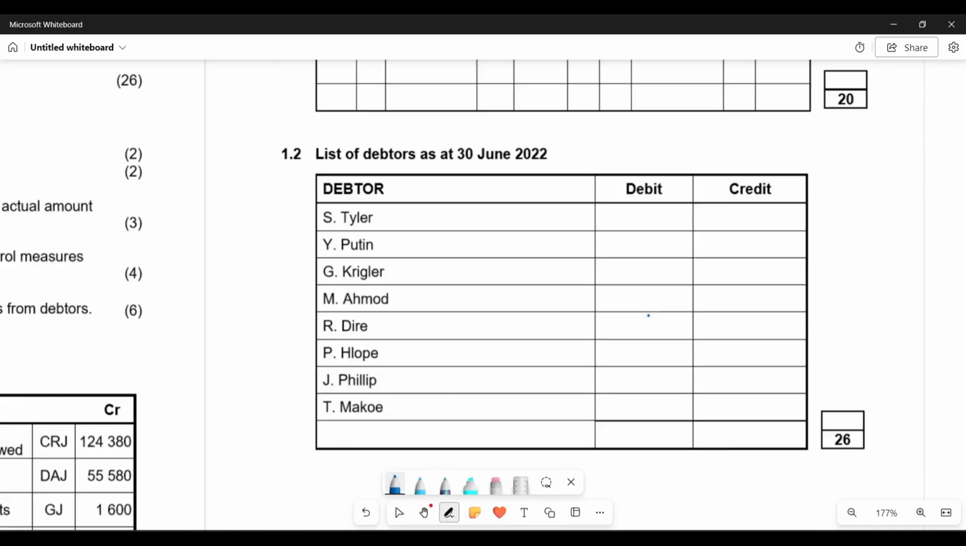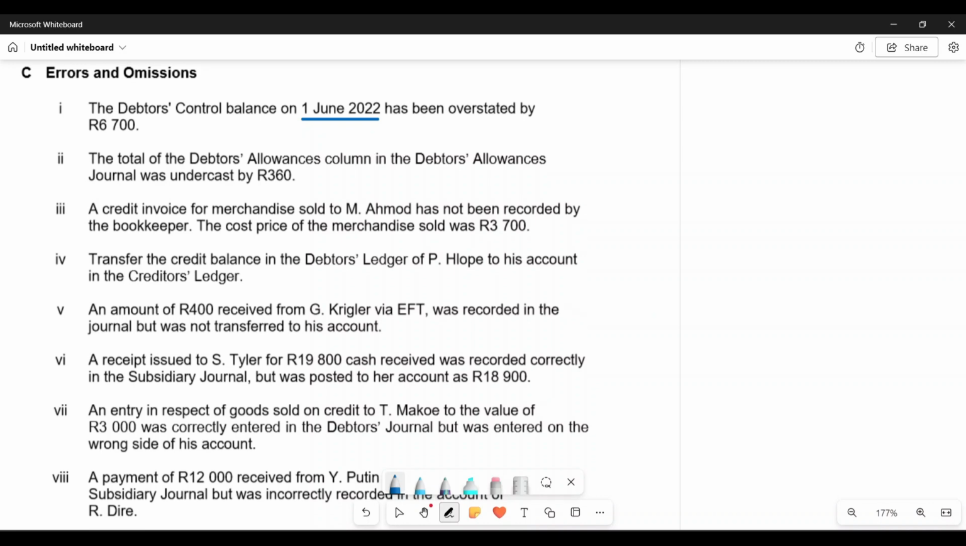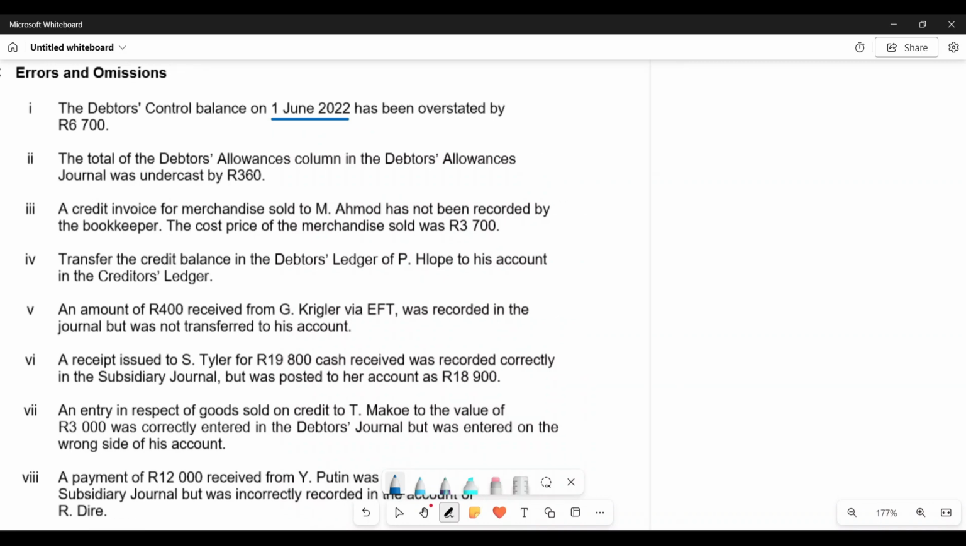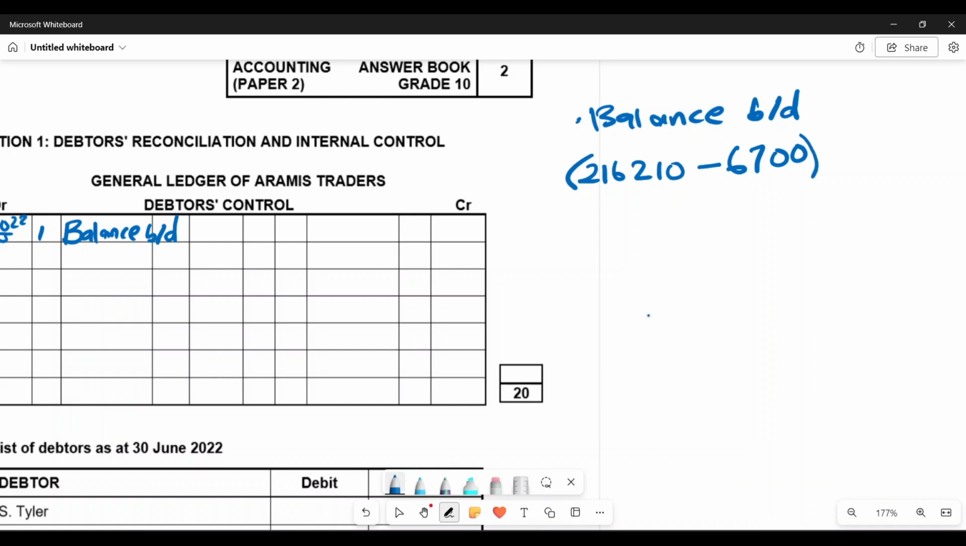Now, let me see if there's any other transaction that affects my opening balance. Here it's for debtors allowances, and that was the only transaction that affects my opening balance. So my new adjusted opening balance will be 216,210 minus the 6.7. Punching that into my calculator, this should be equal to 209,510. Also, if you don't have enough space, make sure that you show these workings on your answer sheet.